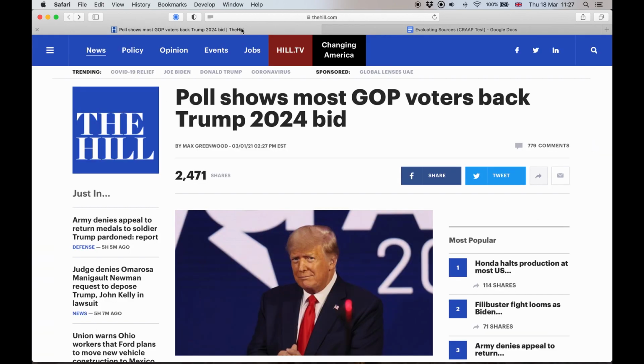So I found a news story from a paper called The Hill, and I'm going to use this as one of my possible sources. Warning: it is impossible to do a CRAAP test if you have not read the source. So after you have read your source, we can enter information into the table.